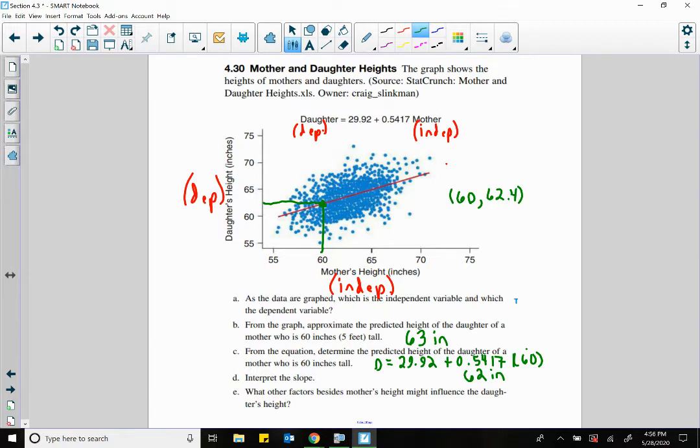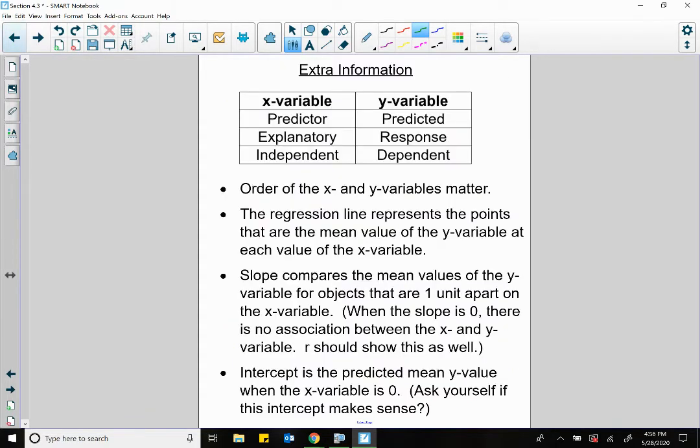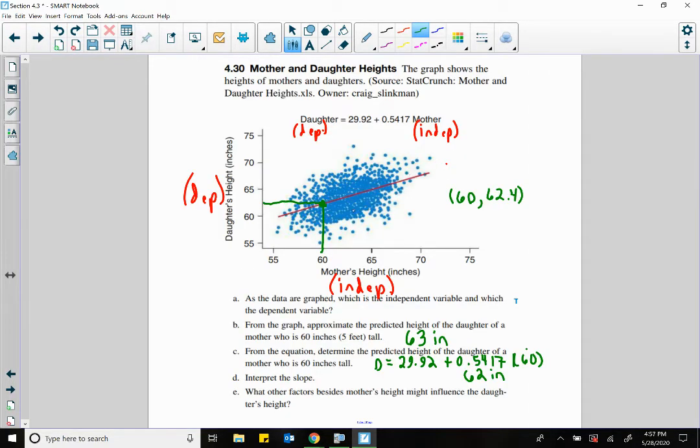So all these daughters' heights who had a mother that was 60 inches, the mean value between all of them is 62.4 inches. I hope that makes a little bit more sense of what this means. So all these points that are on here, at this mother's height, this was the mean value for all the Y values that were there.